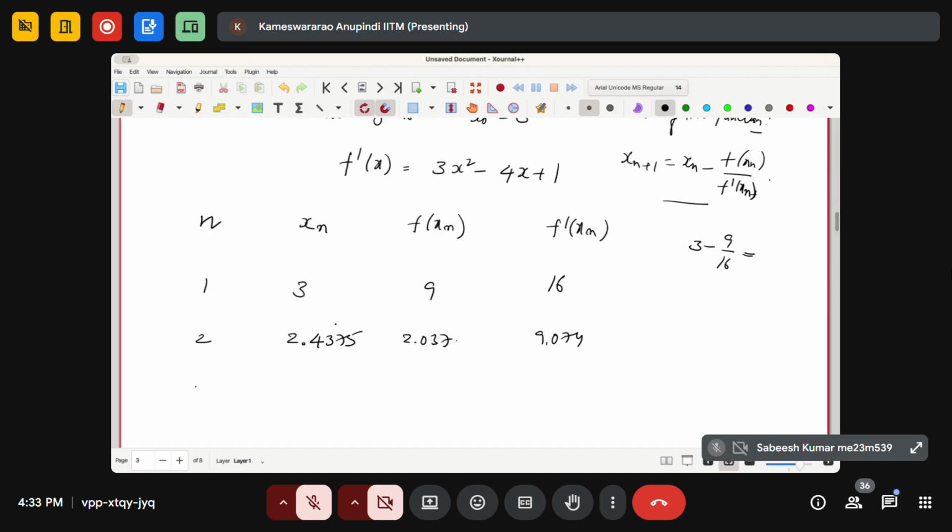Then we need to calculate xn plus 1. That is 2.4375 minus 2.037 by 9.074. How much would that be?